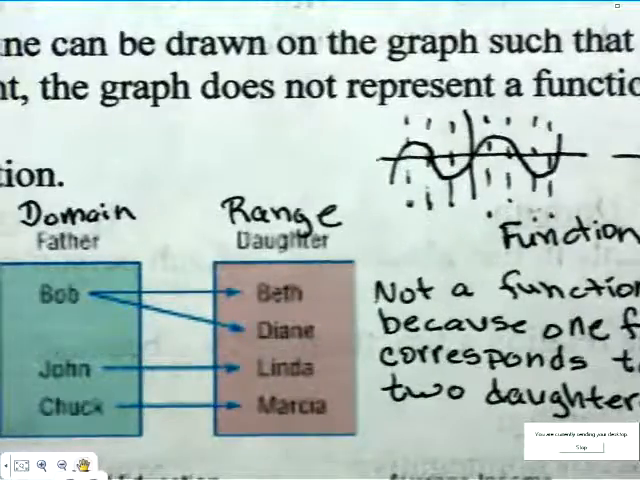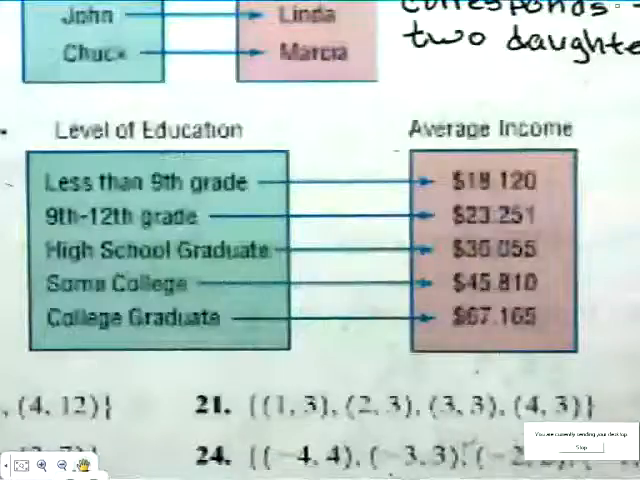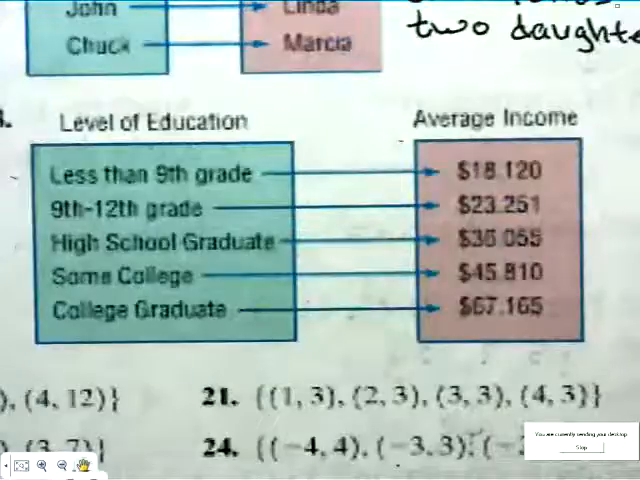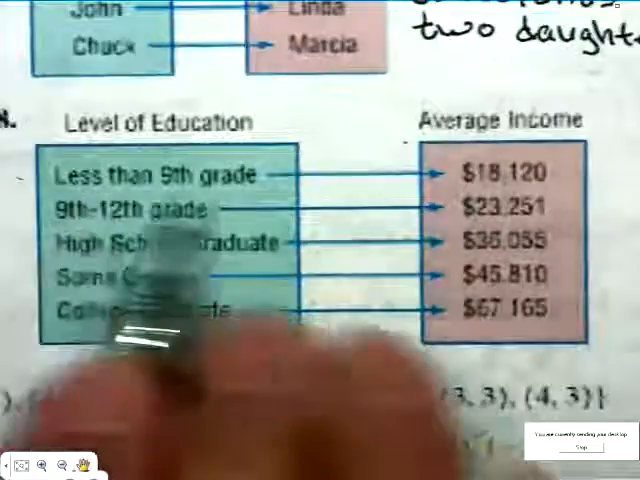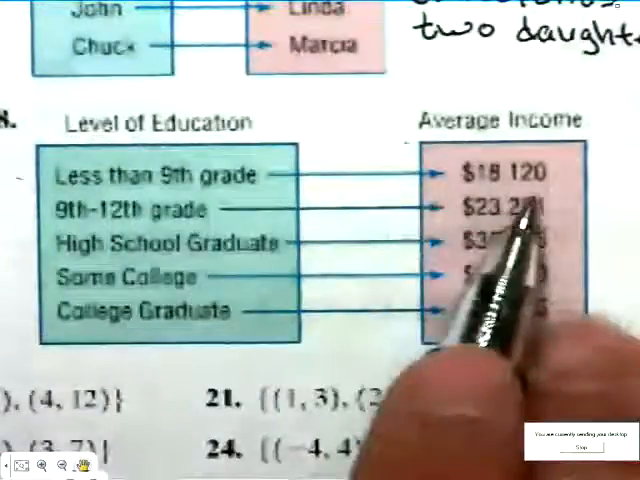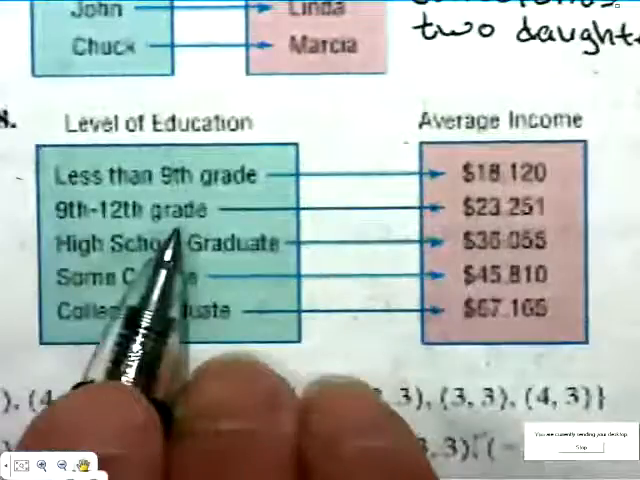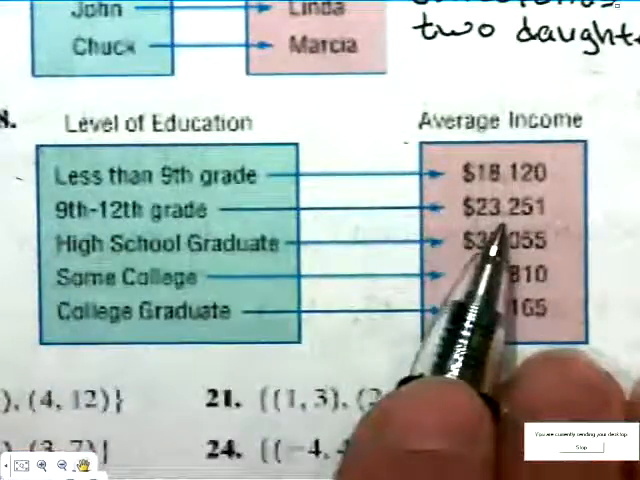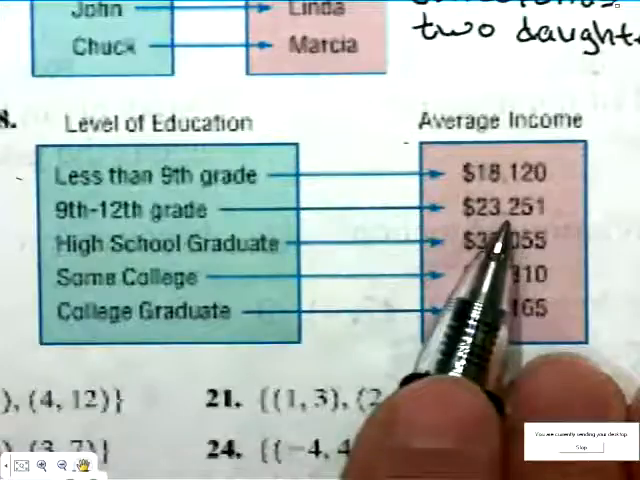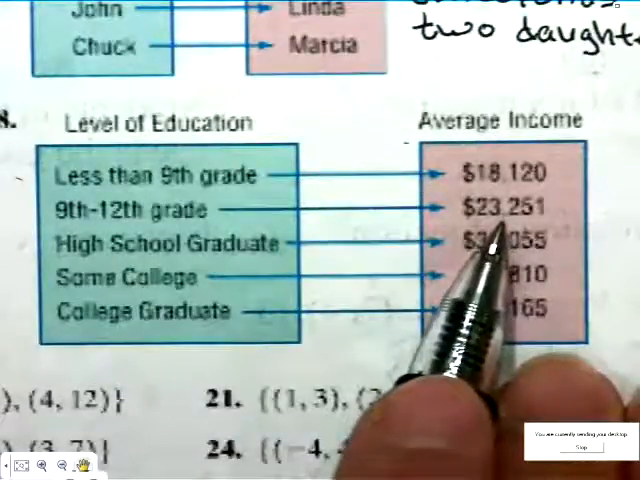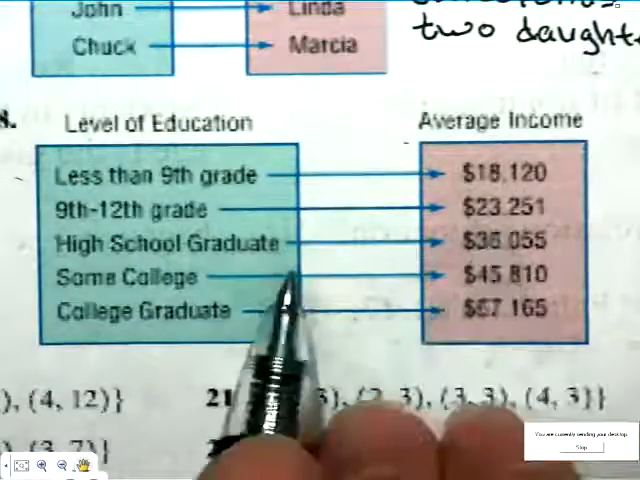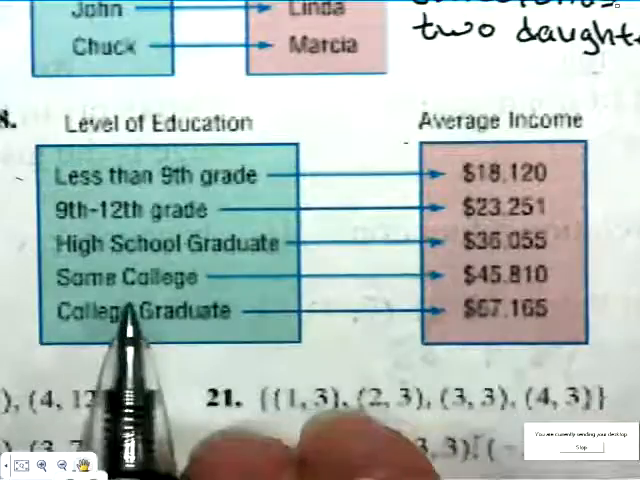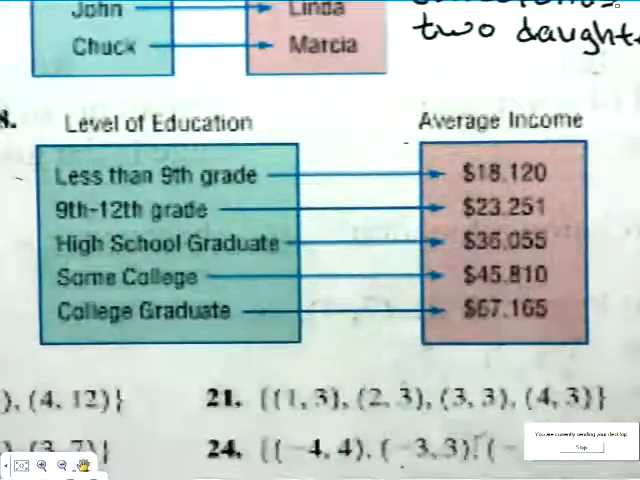All right. Number 16 is a correspondence between level of education and average income. I think I'm way underpaid. The less than 9th grade average income is around $18,000. 9th through 12th grade, but didn't graduate high school. Gosh, I'm not going to say no, but very few folks who didn't graduate high school in Cumberland County are making $23,000. High school graduate, $35,000. Some college, $45,000. College graduate, $67,000.